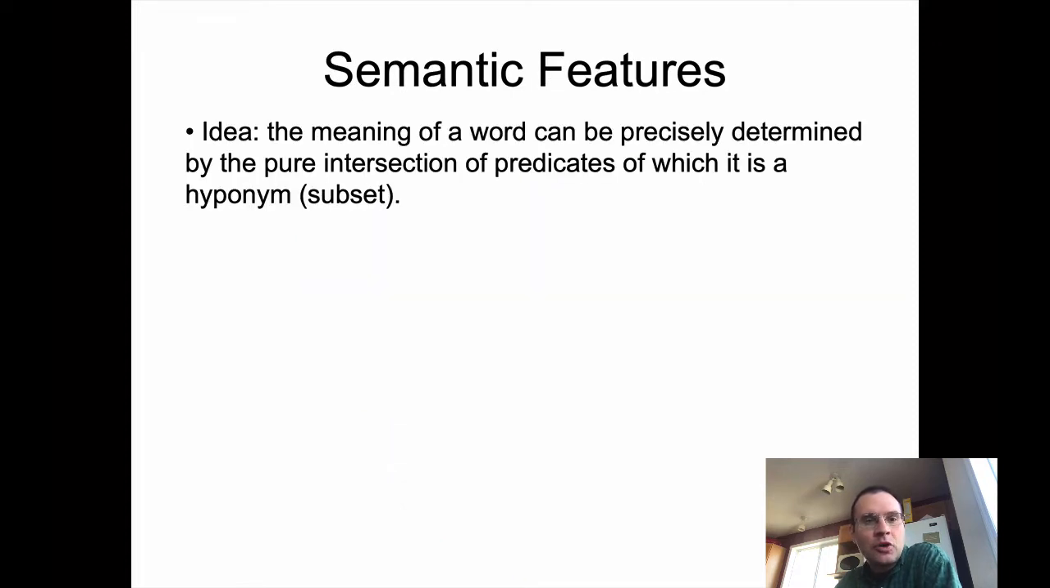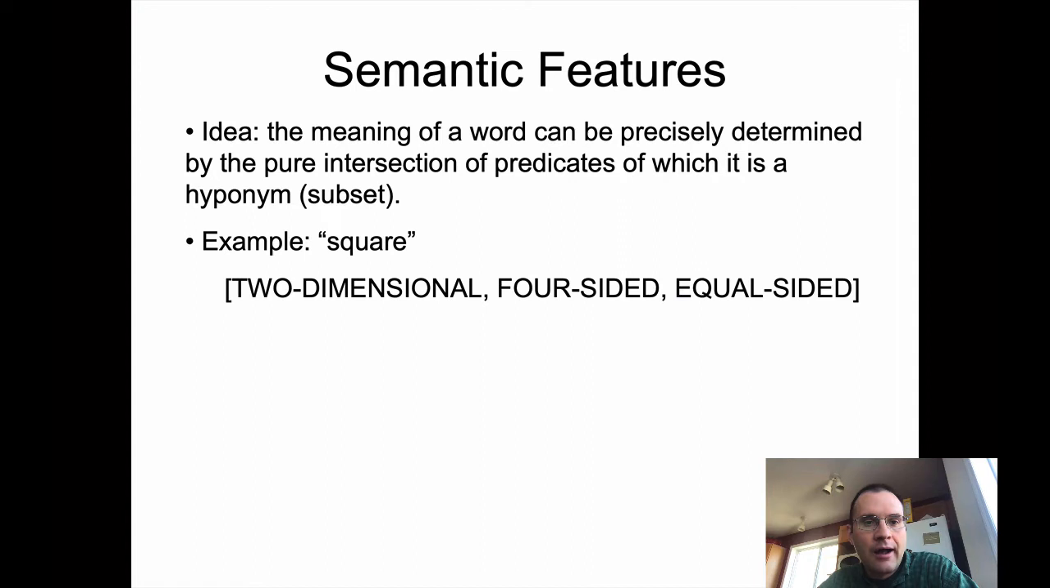Anyways, one idea that semanticists have attempted to use to analyze the structure of lexical meanings is that the meaning of a word can be precisely determined by the pure intersection of predicates of which it is a hyponym, a subset. So that's a lot of verbiage there, but it's kind of like trying to define a set of features of meaning in the same way that we had distinctive features in phonology, right? Ideally, a universal set of meaning features that we can try to find in any word that's used in any particular language. And this works really well for abstract or mathematical concepts, which are basically defined by these features.